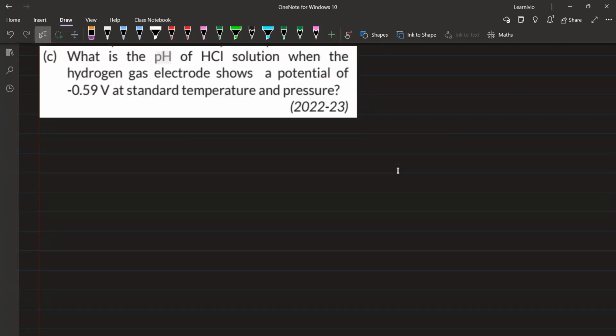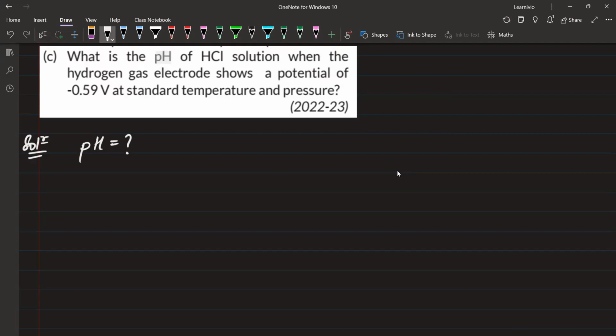So this question is asking what is the pH of HCl solution when the hydrogen gas electrode shows a potential of minus 0.059 volt at standard temperature and pressure. Okay. So they are asking for the pH, please don't write anything, try to understand. HCl solution. So we have HCl, that means H+ concentration they're asking.